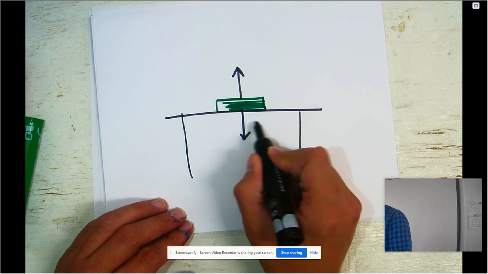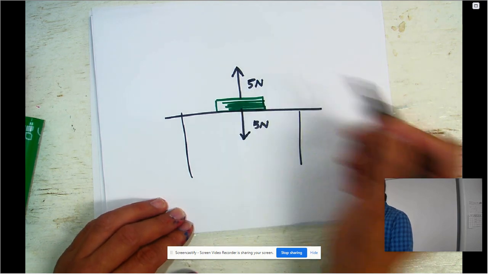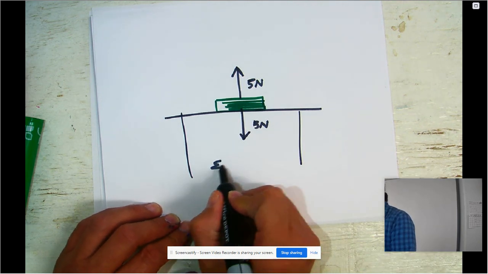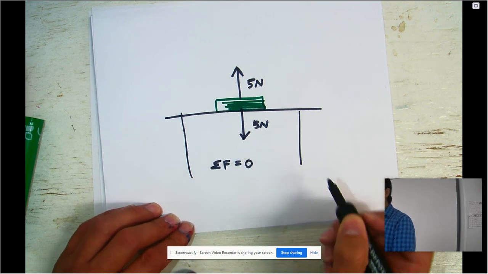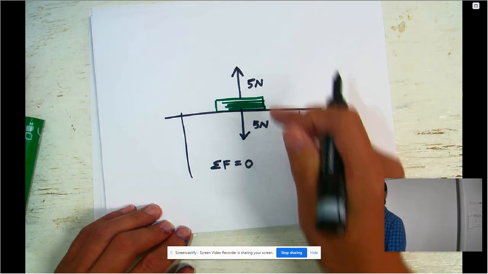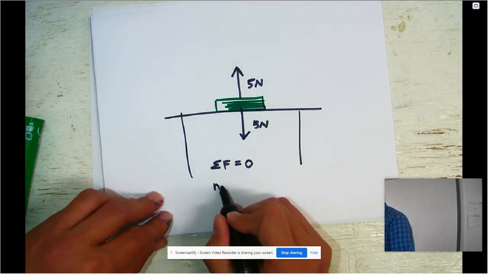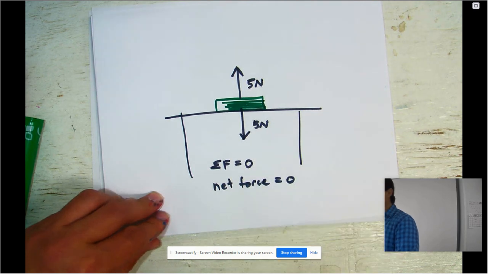Let's say that the weight is 5 newtons. Let's say the upward force is 5 newtons. Then we could say that the sum of all the forces is equal to 0. How do we know it's 0? Because they're in opposite directions, and so we're going to subtract. We can say the net force is 0.